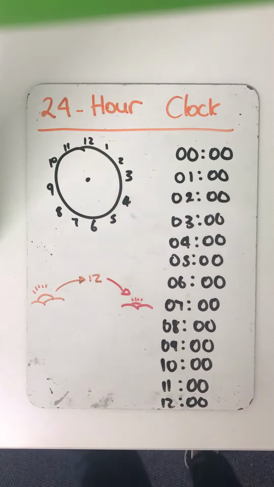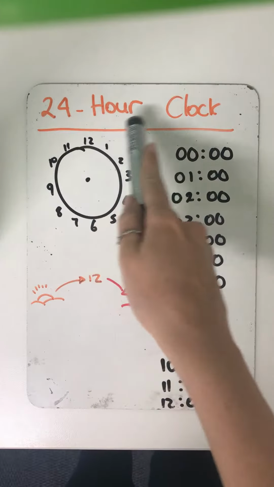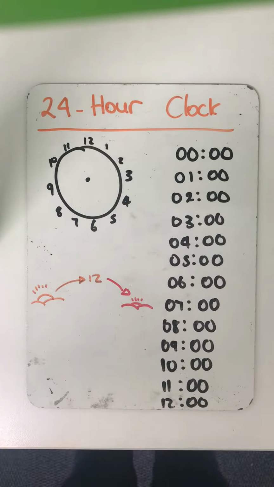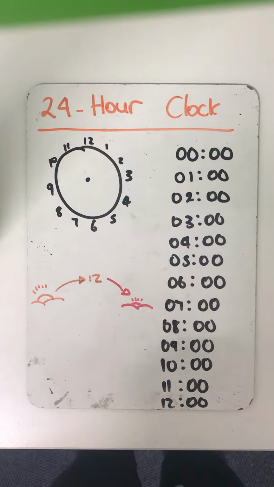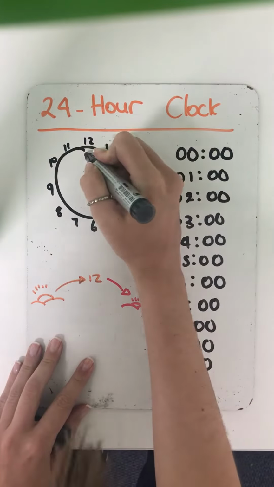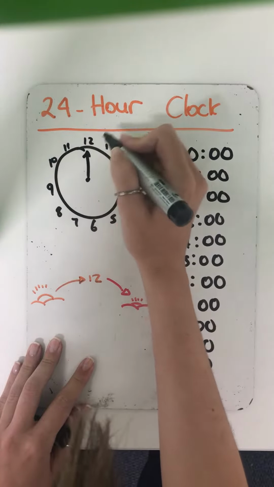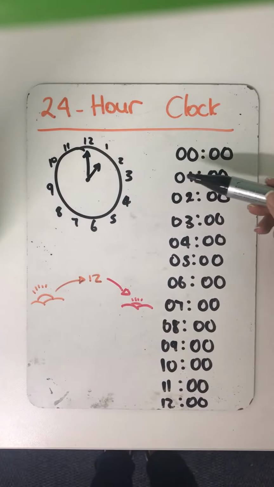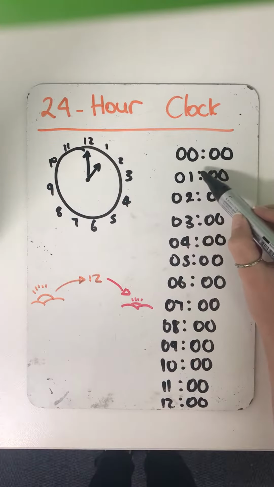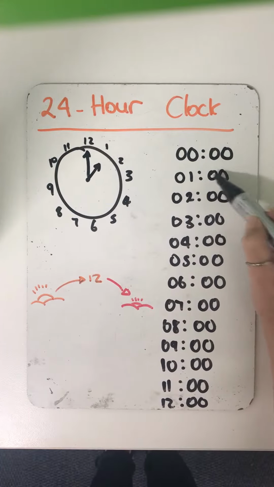In this video, we are going to be learning about how to tell the time using a 24-hour clock. Up until now, we have been learning how to tell the time using a 12-hour clock, meaning, for example, when the long hand is on the 12 and the short hand's on the 1, it's 1 o'clock. We write the hour first, so 01, and there's no minutes past 12, so 0 minutes.